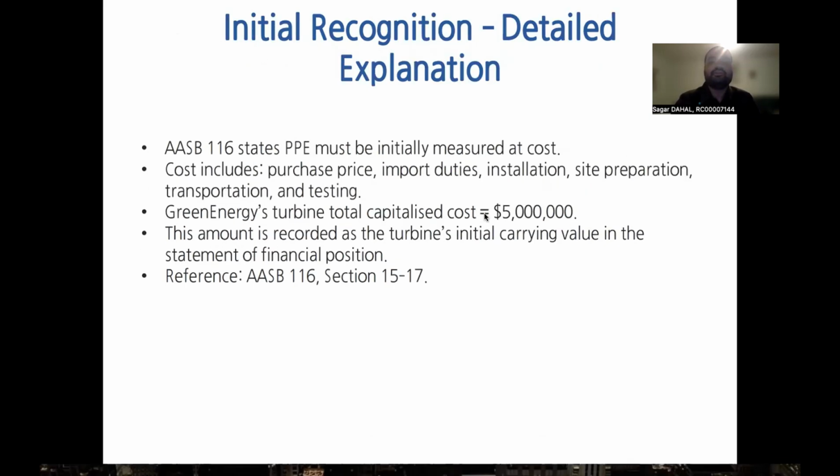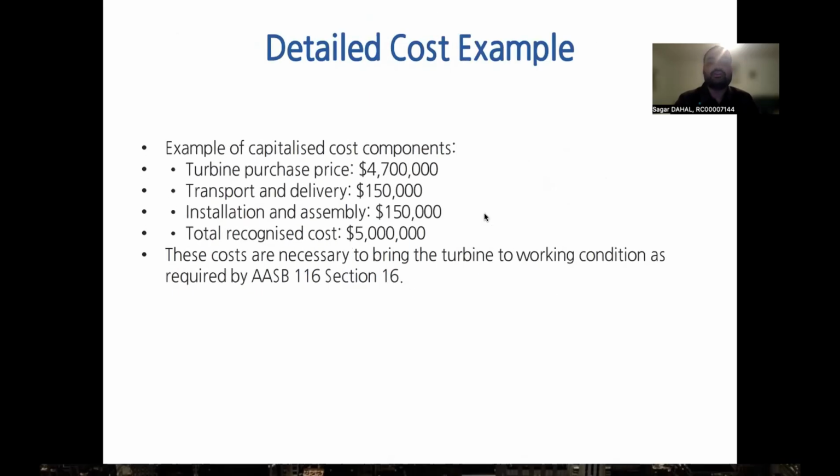Initial recognition of property, plant and equipment is at cost, which includes the purchase price, import duties, installation, site preparation, transportation, and testing. So the green energy turbine's total capitalized cost is $5.0 million. The amount is recorded as the turbine's initial carrying amount in the statement of financial position. The detailed cost is turbine cost 4.7, transport 1.5, installation 1.5, total recognized 5.